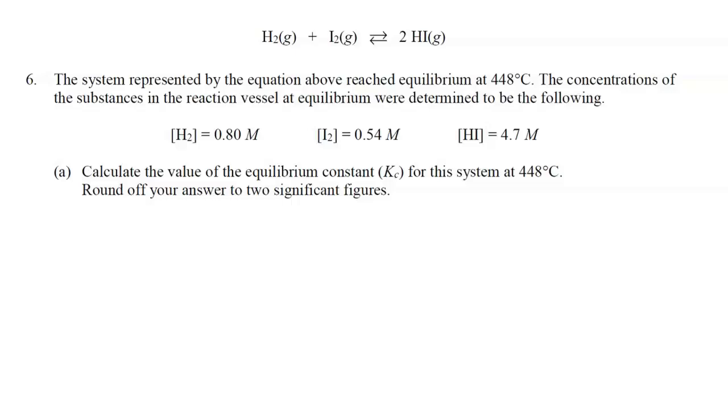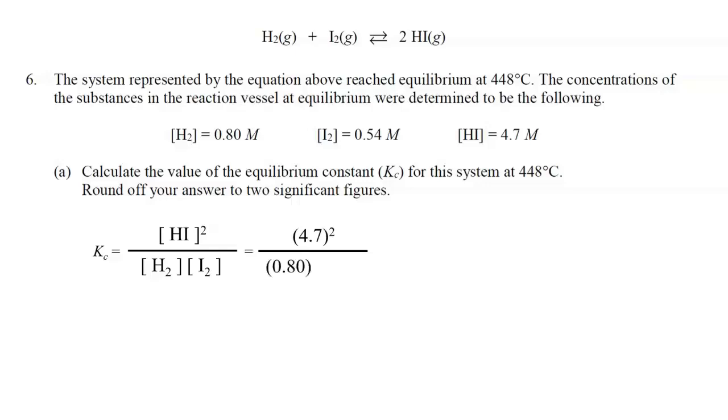So the first thing we're going to do is write the equilibrium constant expression for this reaction. That's going to be products over reactants, and we're going to use hard brackets because this is concentration, Kc. So concentration of hydrogen iodide squared divided by the product of the concentration of hydrogen times the concentration of iodine. Now we can calculate the value of the equilibrium constant by using these concentration values which were present in the reaction vessel at equilibrium. So 4.7 for the concentration of hydrogen iodide squared divided by the product of 0.80 times 0.54. And when we do this math on our calculator, we get 51.134. Rounding this off to 2 significant figures, it'll be 51.